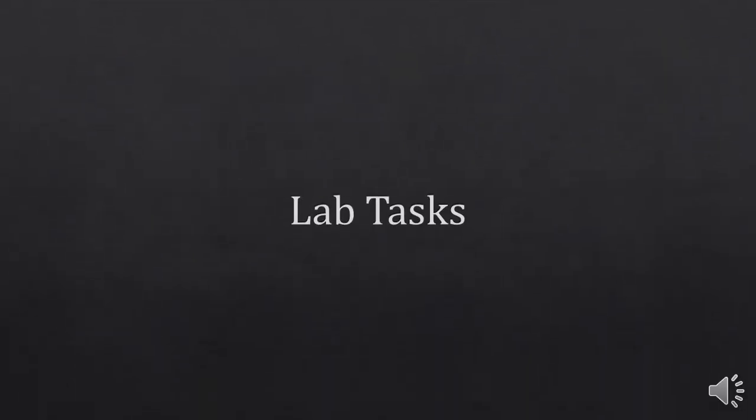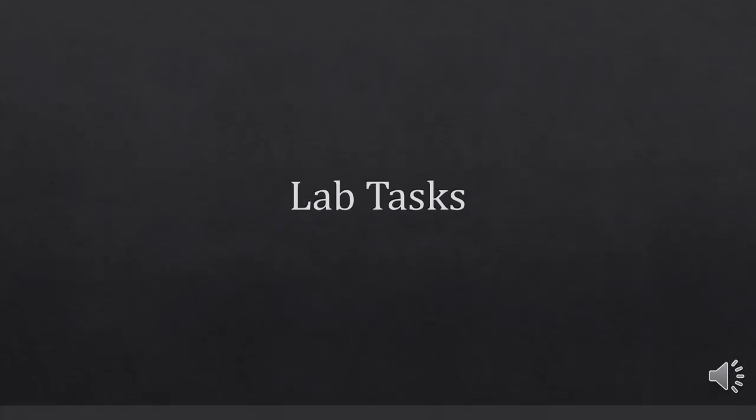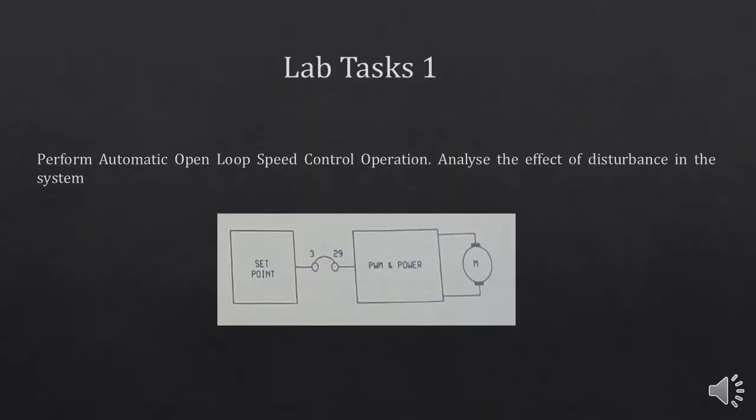Now let's move on to the lab tasks. In task number 1, we have to perform the open loop speed control operation and analyze the effect of disturbance on the system response. For this purpose, I directly applied the voltage to the motor, and the motor started running at a constant speed. In order to analyze the effect of the disturbance, I applied the brake to the motor shaft, and the motor speed reduced significantly. It does not retain its speed when I apply the brake. After removing the brake, the motor started retaining its speed. So there was a significant effect of disturbance on the system response.